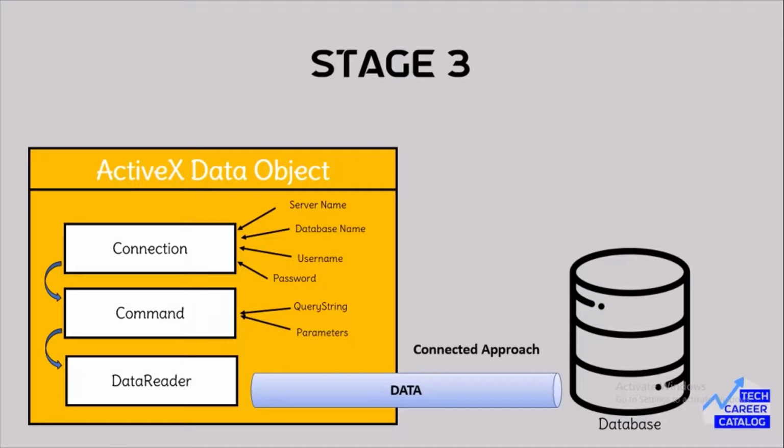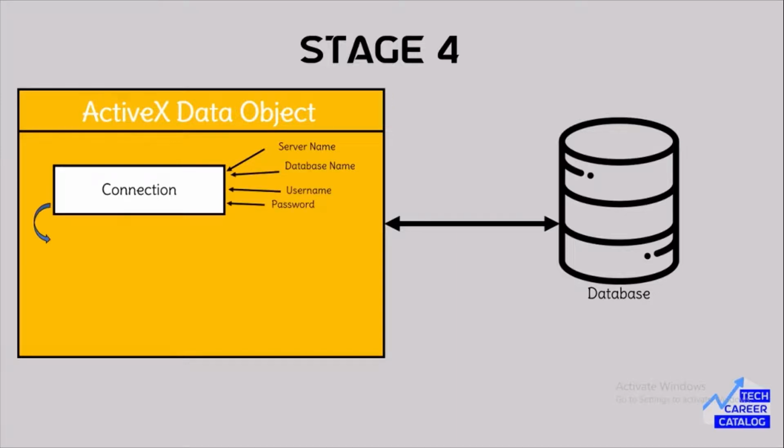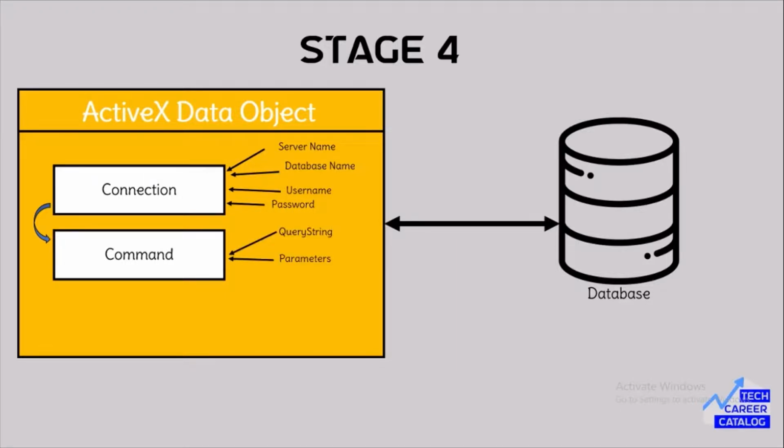You may have some doubts, but let me come to stage number 4 now. Stage number 4. What is happening here? Now we are talking about the disconnected approach, so there will be some different objects. Again we have the same connection object, which will ask you for the server name, database name, username and password. In return it will give you the command object. In the command object you register the query string and parameters as before. Now, instead of the data reader, you have one more object called the data adapter.